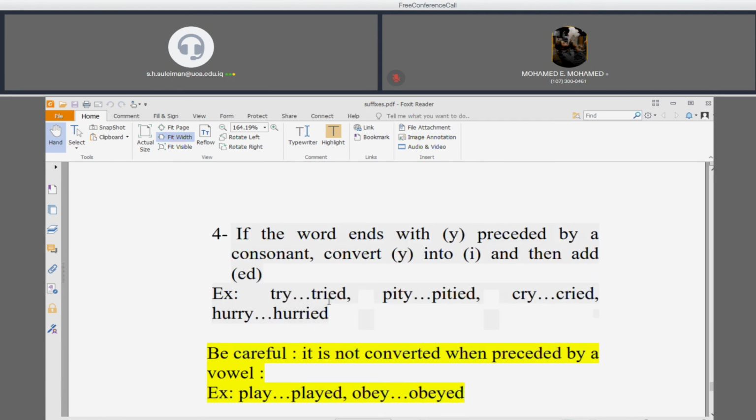Now we move to note number 4. If the word ends with Y preceded by a consonant, convert Y into I and then add ed.